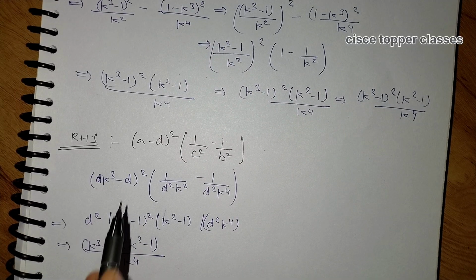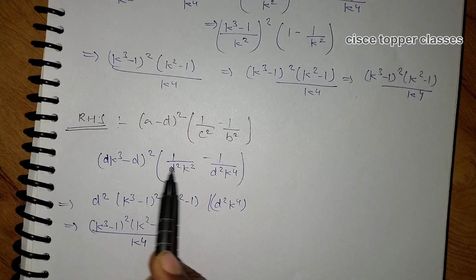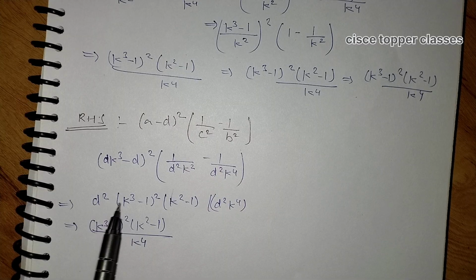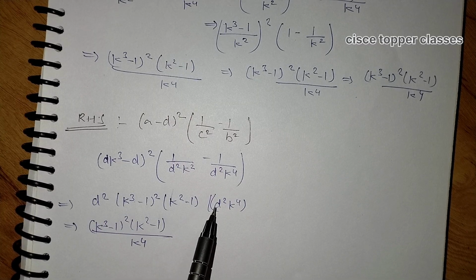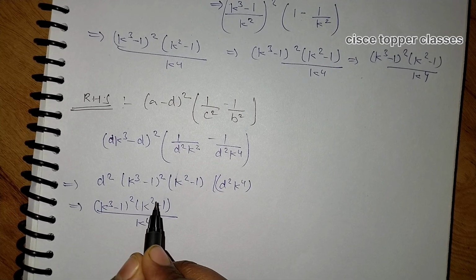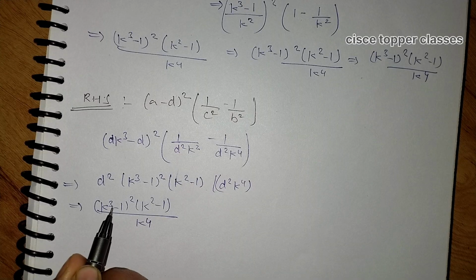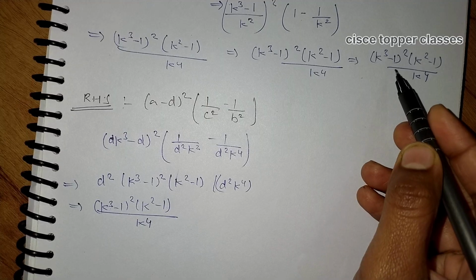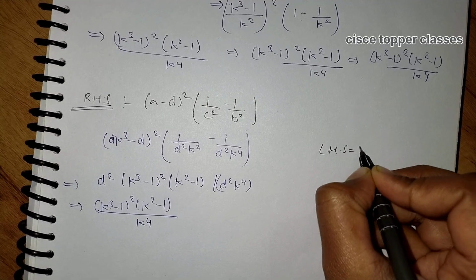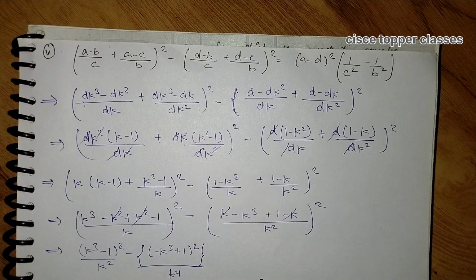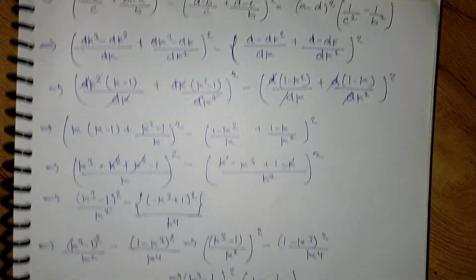And if we write the RHS, so again in place of A, (dk cube minus d) whole square, 1 upon d square k square minus 1 upon d square k to the power 4, d square taking common, (k cube minus 1) whole square (k square minus 1) and d upon d square k to the power 4. Cancelling, d square will be cancelled out. Here it will become (k cube minus 1) whole square (k square minus 1) upon k to the power 4, which is equal to LHS. Hence LHS is equal to RHS in this question. Hence we can say that A, B, C, D are in continued proportion, and this is the solution of question number 5 of question number 23, exercise 7.2. This is the last solution of the question.